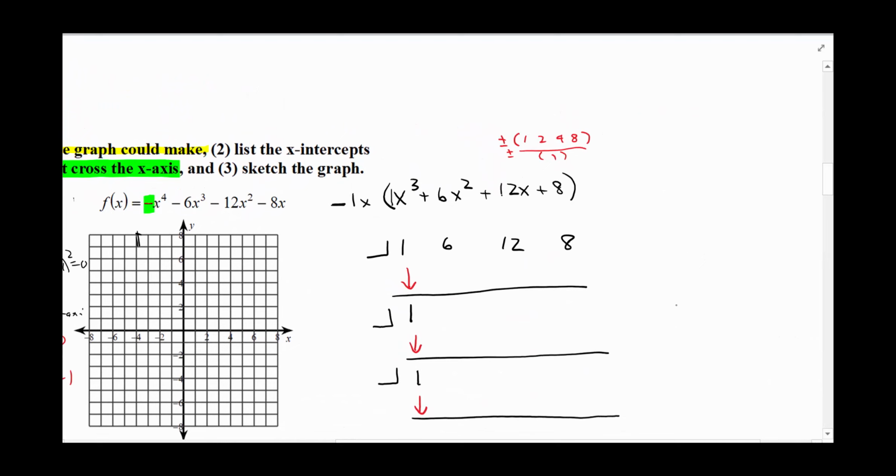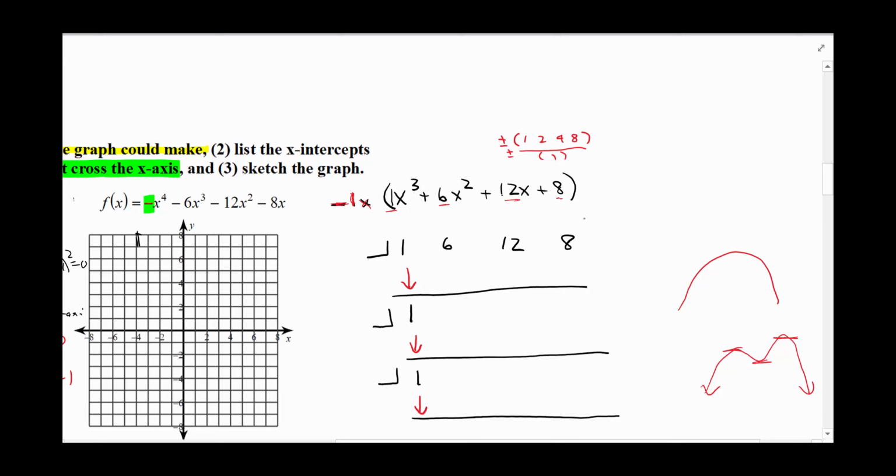This next one's going to be a little bit trickier. It's a negative. That means, remember, it's going to be upside down. And x to the 4th, meaning there'll be at most 3 curves. All 4 terms have an x in common. They all have a negative sign in front. So look at what I did. I factored out a negative 1x, and that left 1x cubed plus 6x squared plus 12x plus 8. And to find the roots, we're going to do synthetic division. So we bring down the 1, the 6, the 12, and the 8.